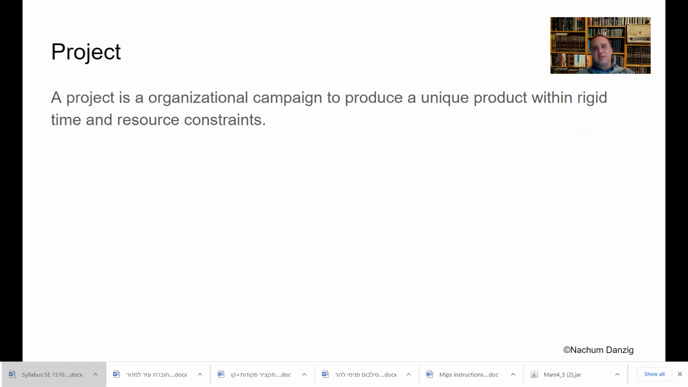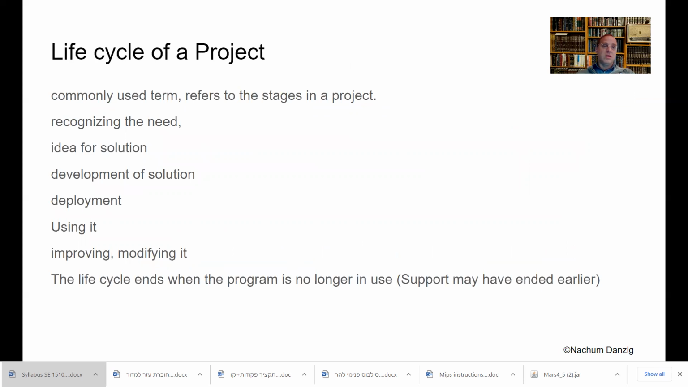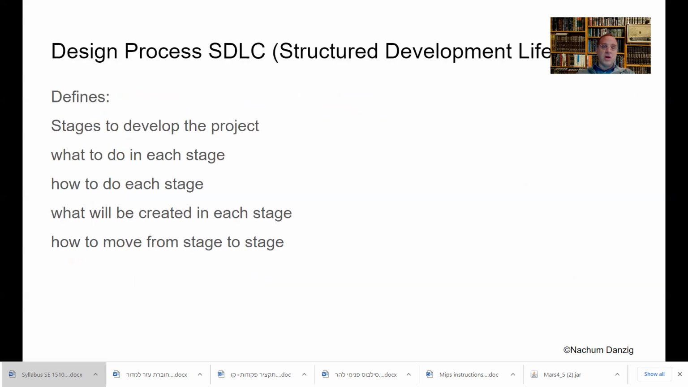What is a project? A project is an organizational campaign to produce a unique product with rigid time and resource. We kind of said this already. You should have some kind of constraints, and it's a campaign to produce a certain product. Now, the life cycle of a product.